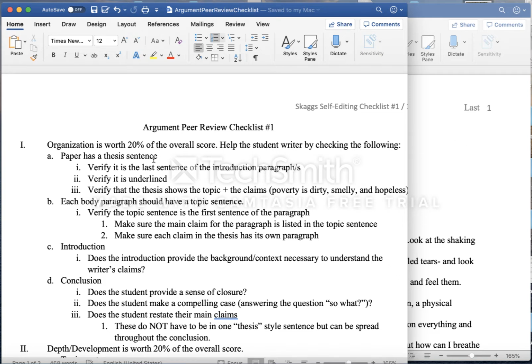Organization is worth 20% of the overall score that you get on this paper. So you're going to check and make sure that the paper has a thesis statement. The slides that we went through for thesis statements are still in the course content. Make sure that the thesis statement is the last sentence of the introductory paragraph or paragraphs, that it is underlined, and that it shows the topic and the claims. So we're going to look at that introduction first.